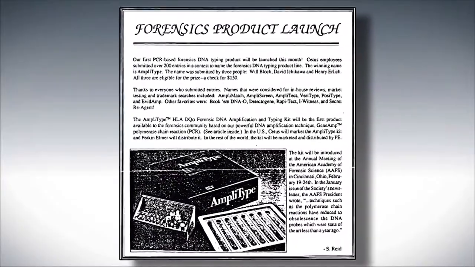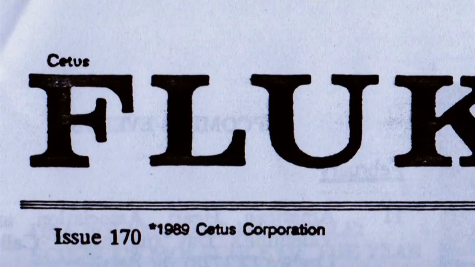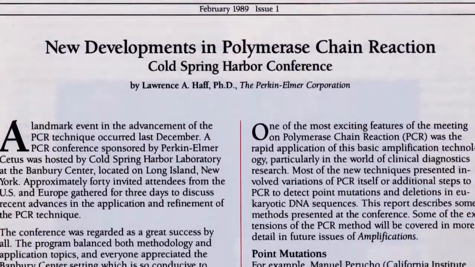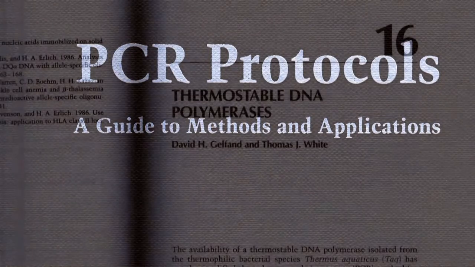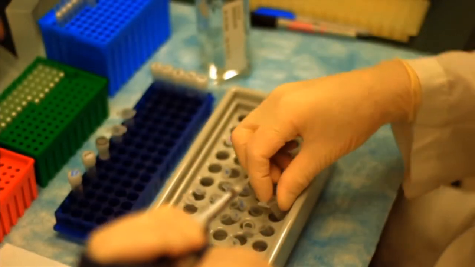Cetus scientist Dr. Kary Mullis and his team conceived of the PCR technique in 1983. However, conception was just the first step. The road to practical PCR was marked by a series of milestones achieved by a team of dedicated scientists collaborating to turn a brilliant idea into a practical, everyday laboratory technique.